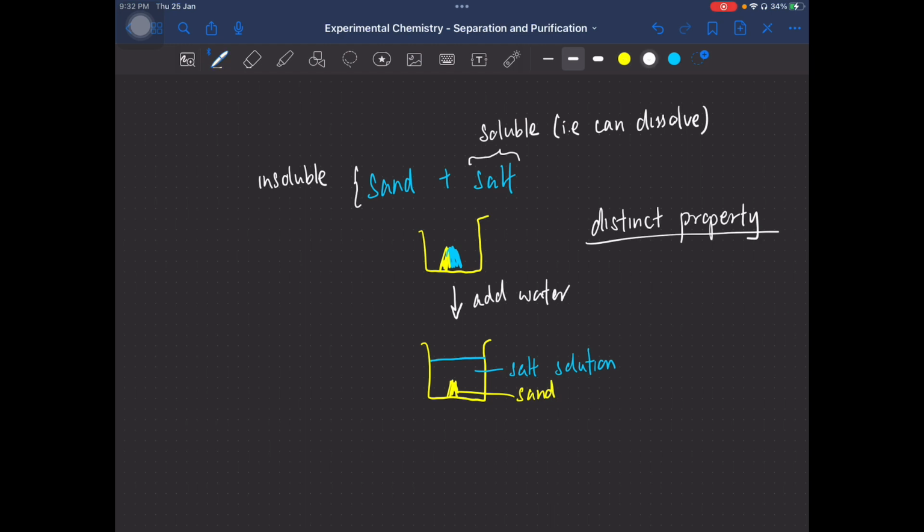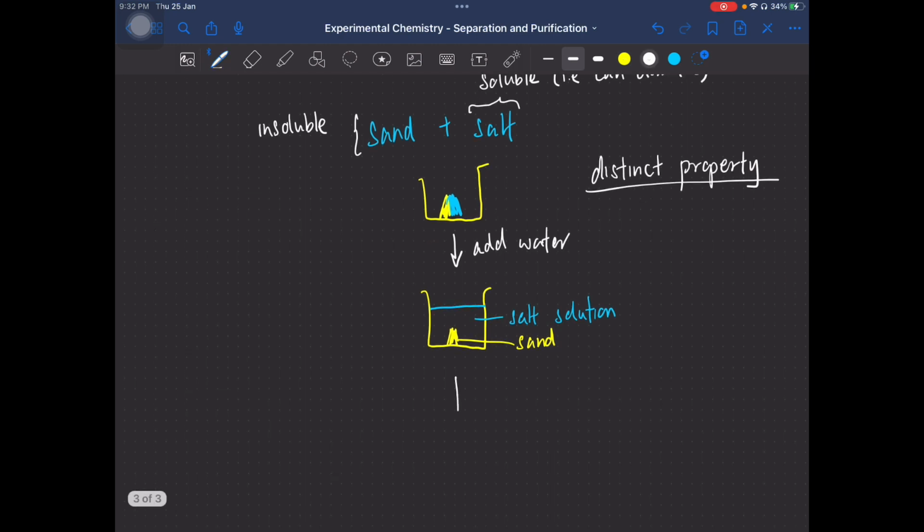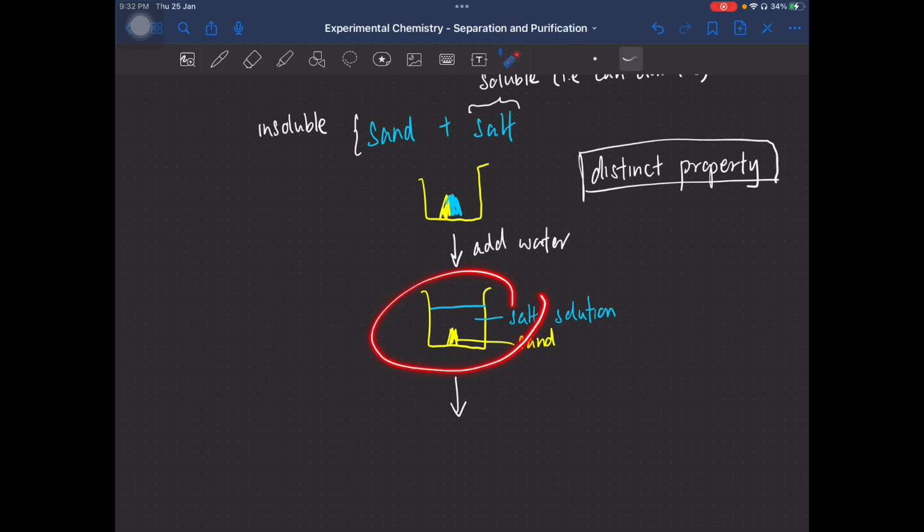Now once you have done that, that's where you can do the next step, which is to separate out the sand. So now, same thing, we ask ourselves, what is the distinct property of sand? What makes sand so unique in this whole setup? And we realize that, hey, sand is actually insoluble. That means it's the only solid in this whole setup now. There's a solution, but there's also sand, which is a solid inside. So what do we do? That's where we use this idea of filtration.